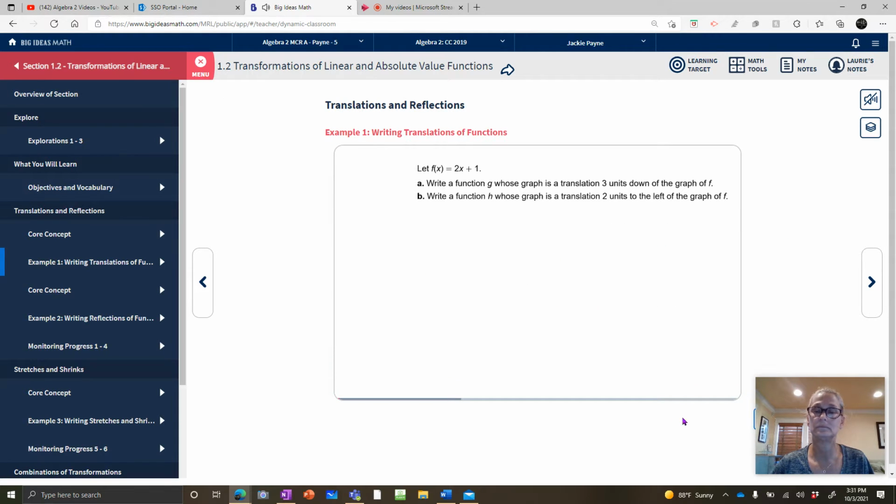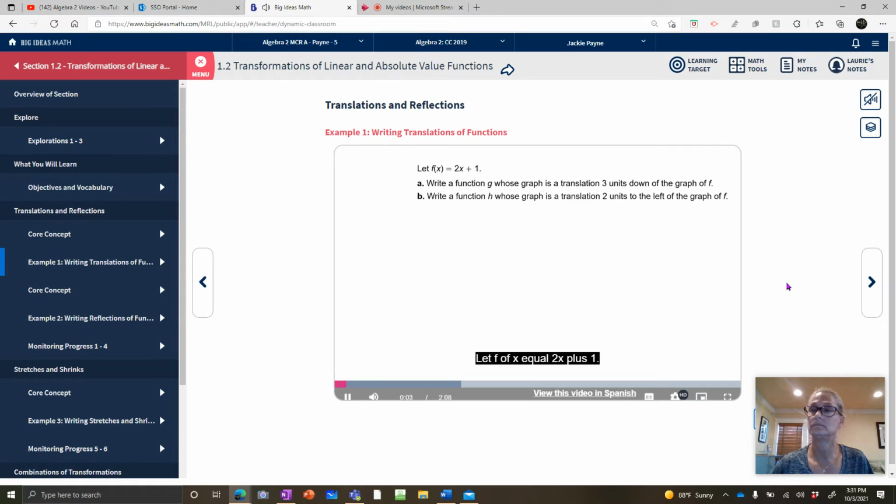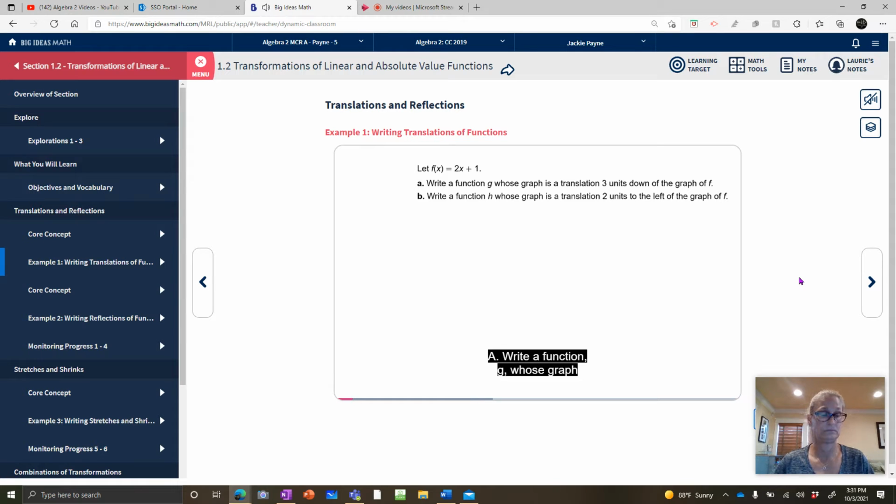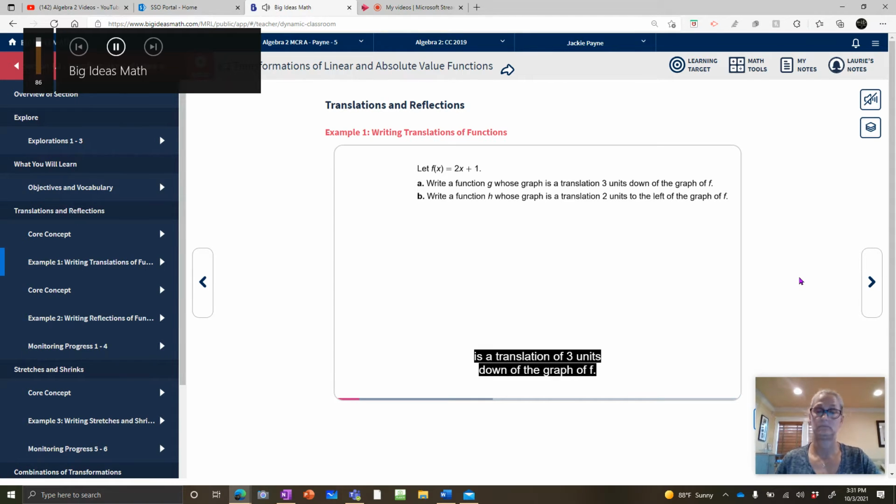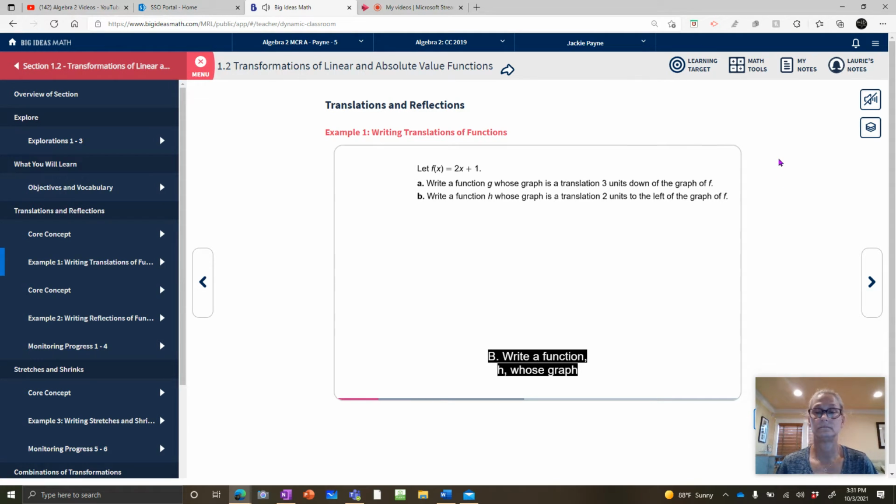Here's an example. Let f of x equal 2x plus 1. A. Write a function g whose graph is a translation 3 units down of the graph of f. B. Write a function h whose graph is a translation 2 units to the left of the graph of f.